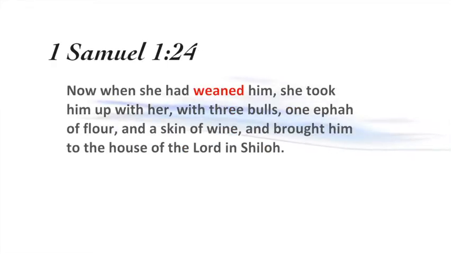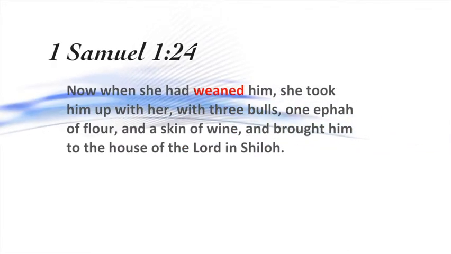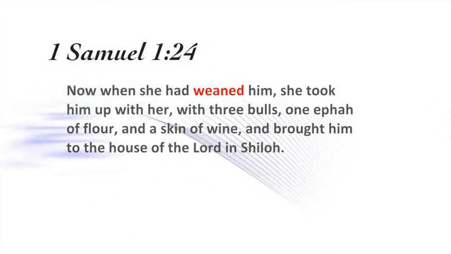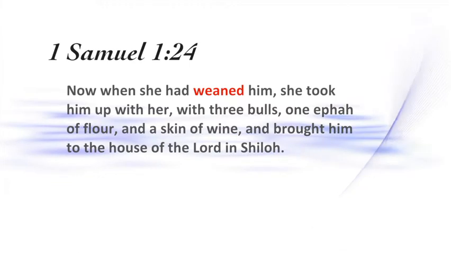An interesting comparison is that Hannah only handed her miracle baby Samuel to Eli in the house of God when he was weaned. That's 1 Samuel 1:24. He needed to reach a certain level of maturity, well, first to be of any service there, again probably between 4 and 5 years old.